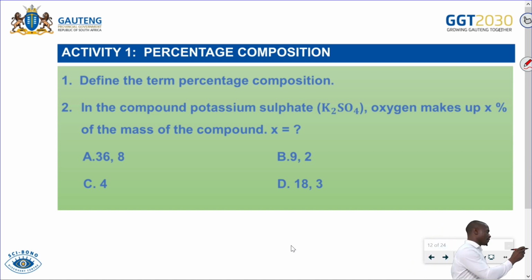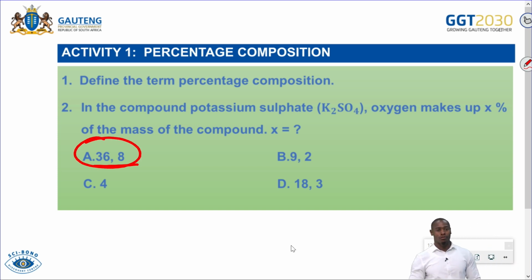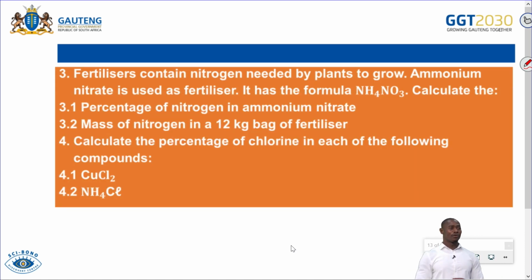So they round off the answer to 1 decimal place. Okay? So the correct answer here will be what? Will be A. Okay? So I hope we are still together. They wanted us to calculate what? The percentage composition. So let's look at number 3.